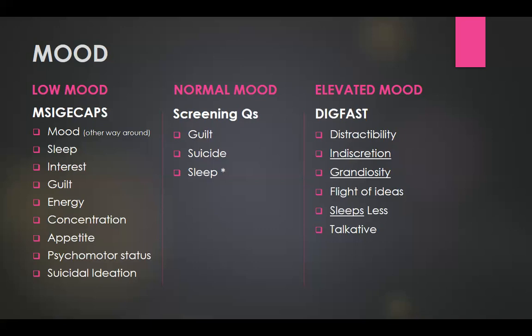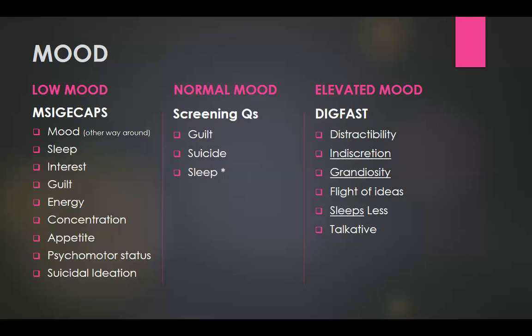Okay, so when the patient tells us that I've been feeling all right, my mood's fine, then there are a few screening questions we ask. There's guilt, suicide, and sleep is a plus or minus, but I personally believe that sleep is an indicator for our overall health, so never skip it.